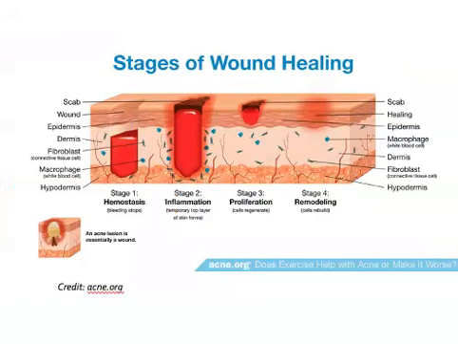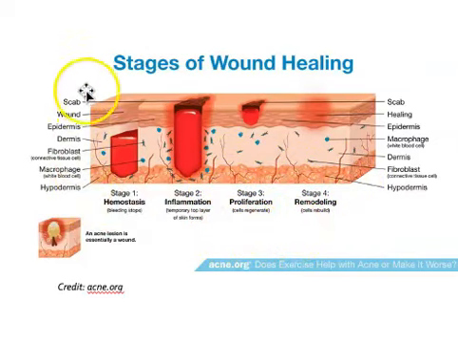So there are 4 distinct stages to wound healing. There's stage 1, hemostasis. That's when the blood that fills up the wound begins to clot, and that clot starts to contract down. Stage 2 is inflammation. Stage 3 is proliferation, and stage 4 is remodeling.